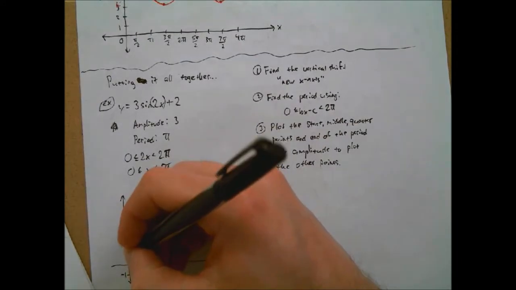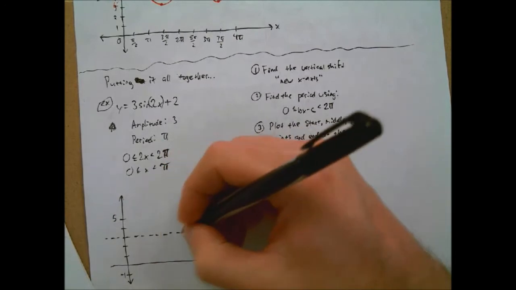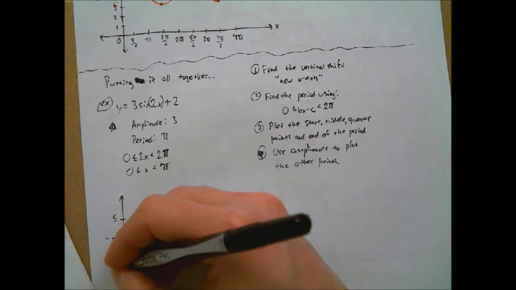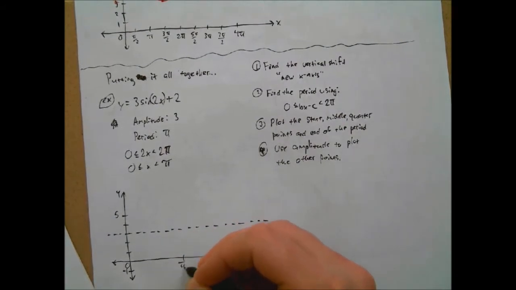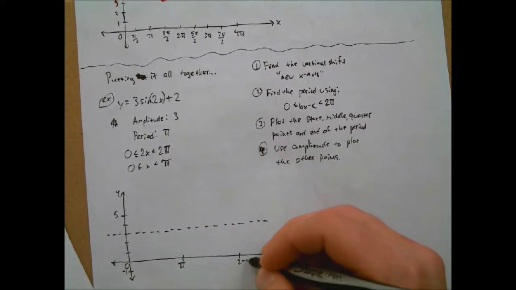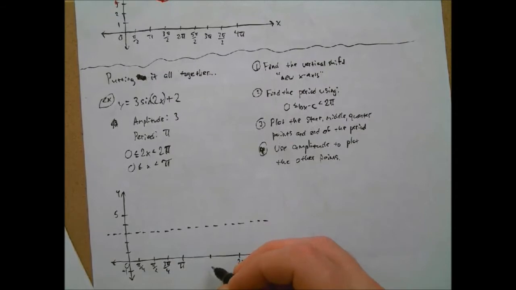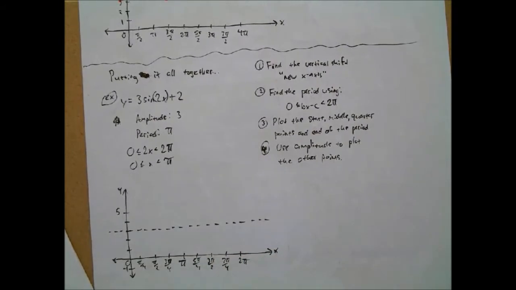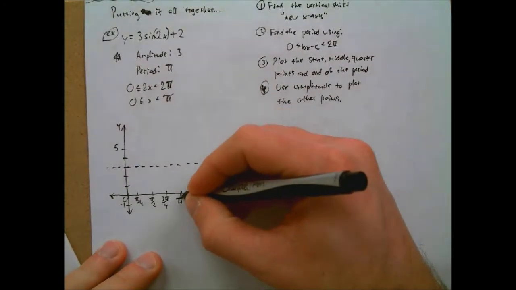And then 1, 2, 3, 4, 5. 1, 2, 3. And again, I'm going to draw that new center line at the 2. Okay. And our new period here is from 0 to pi. So 0 to pi, and then pi to 2 pi would be the second full period. And I'll get the halfway point and the quarter points there. And again, to find these quarter points, just add up the two endpoints of your interval and divide by 2. Same idea. So we have our first full period from 0 to pi, and then our next full period from pi to 2 pi.